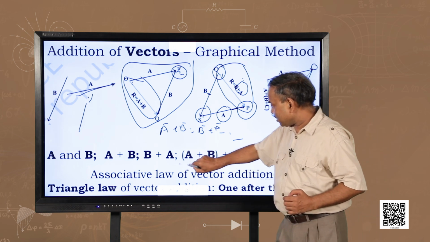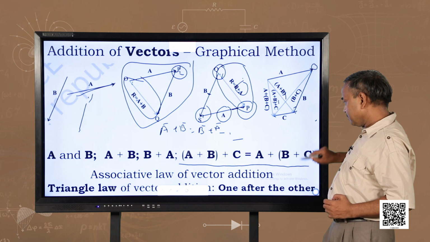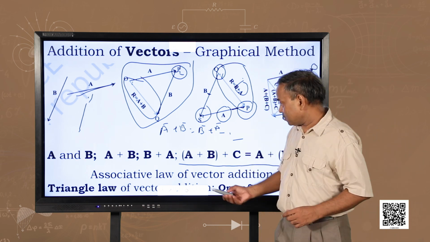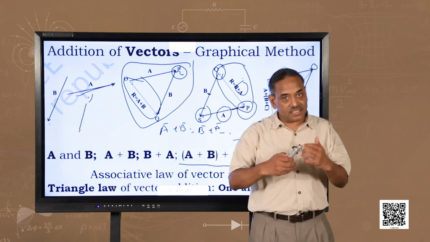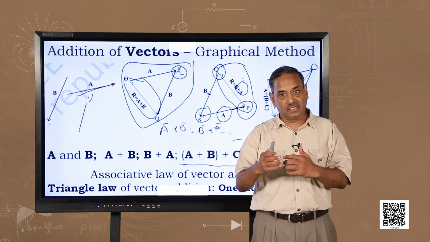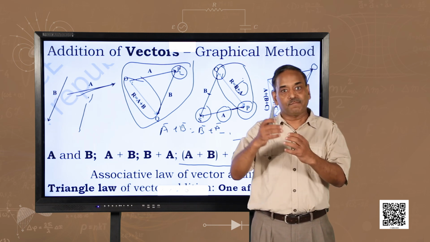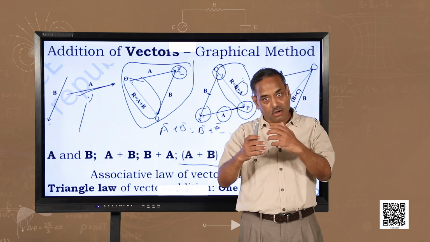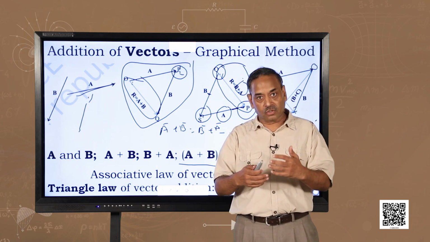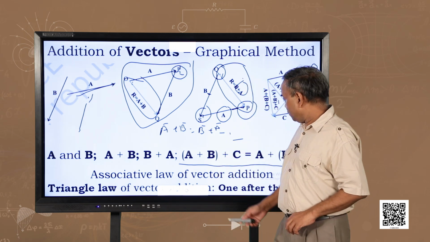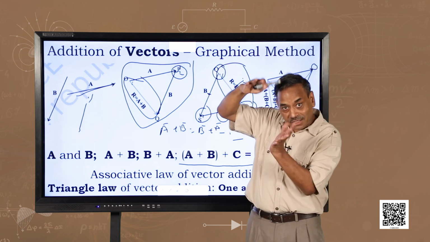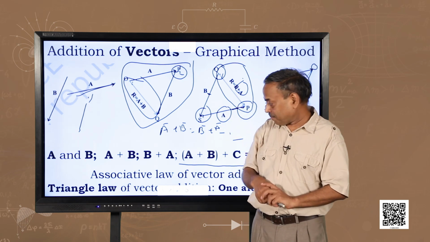So, you are seeing this relation. This is called the associative law of vector addition. It means the result does not depend on the order of the vector quantities in which they are applied. A plus B plus C is equal to C plus B plus A, or whatsoever the order you apply them, they are all same. So, this is called the associative law of vector addition, and all this mathematics which I have done here comes under the triangle law of vector addition.